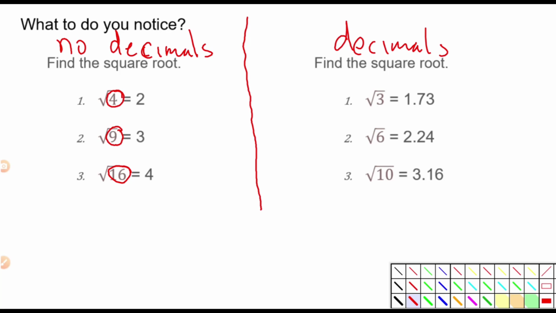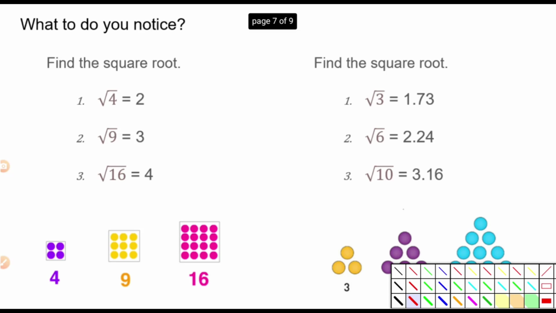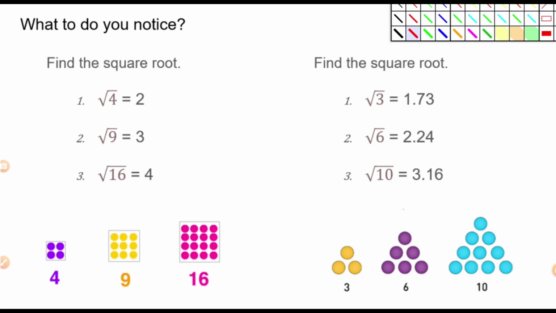If we were to take these numbers and make some images out of them, let's take a look and see what we'd get. Well, actually, these ones also have a name. So I put these together because they both have names. So 3, 6, and 10, they're a kind of fun category of numbers. Let's take a look at what they are. So when I look at this problem, on the left-hand side, 4, 9, and 16 are called square numbers.